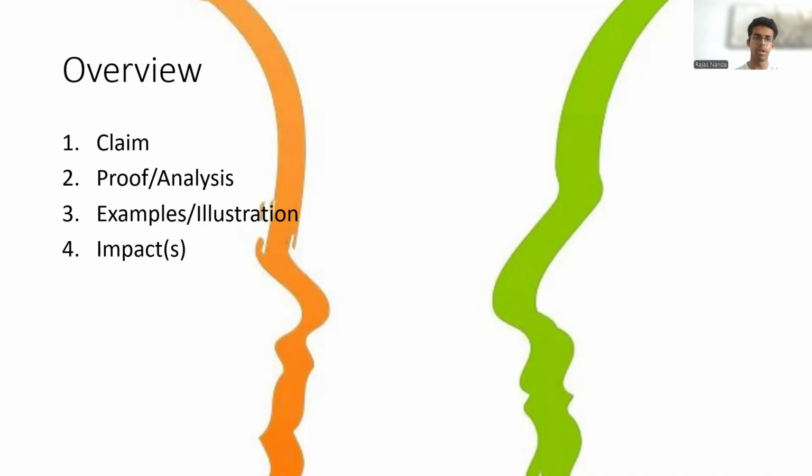Next is your proof and analysis. This is explaining why your claim is true. So you'll have to give a few reasons as to why working from home is environmentally friendly, right? So maybe something like, oh, you don't use cars, so there's less pollution from transportation. That could be one of your pieces of analysis. Third is an example or an illustration. I'll go more into this later. And then fourth is an impact.